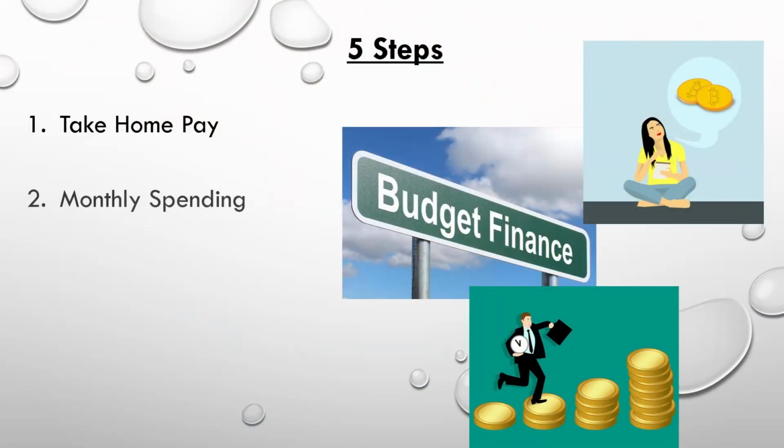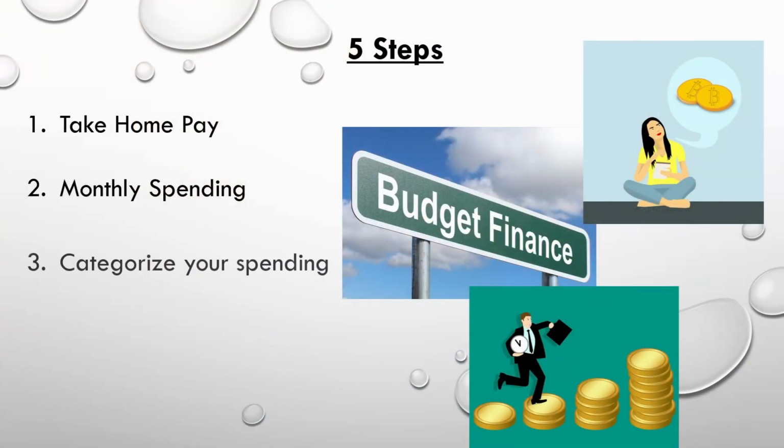Step number 2, you're going to want to figure out how much money you spend on a monthly basis on average. So this is going to be anything from your mortgage or your rent, your utilities, your entertainment, your car payment, anything and everything that you spend, necessary and unnecessary. You're just going to want to get a broad picture of your spending habits pretty much.